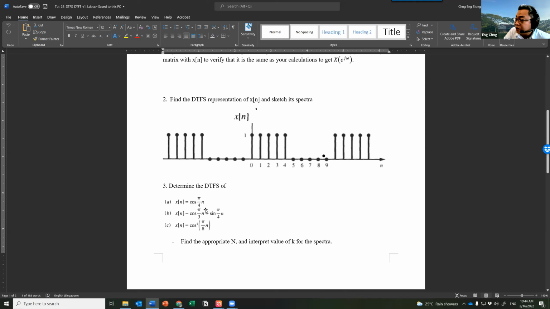I give you an equation, I never tell you its period. So to play with DTFS, you have to find the period, get the values and plot it out, and then you have to calculate it. Okay, so that's the idea.